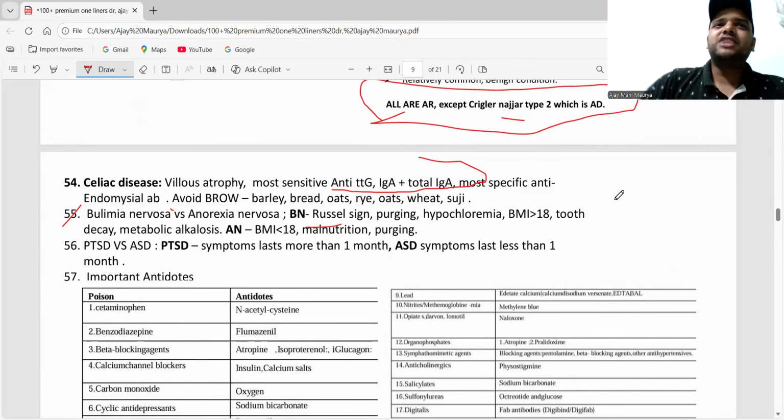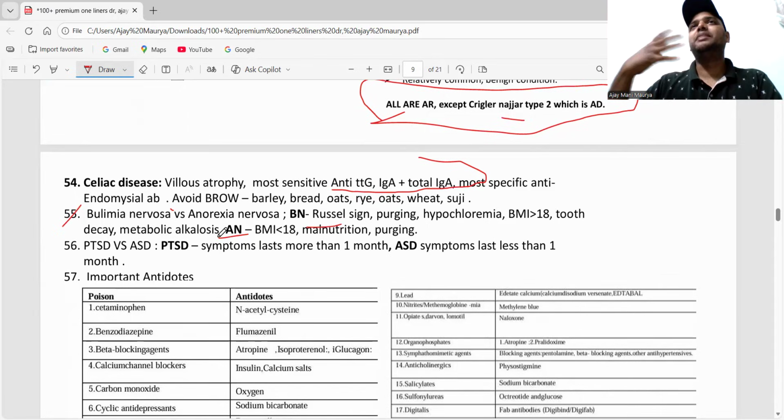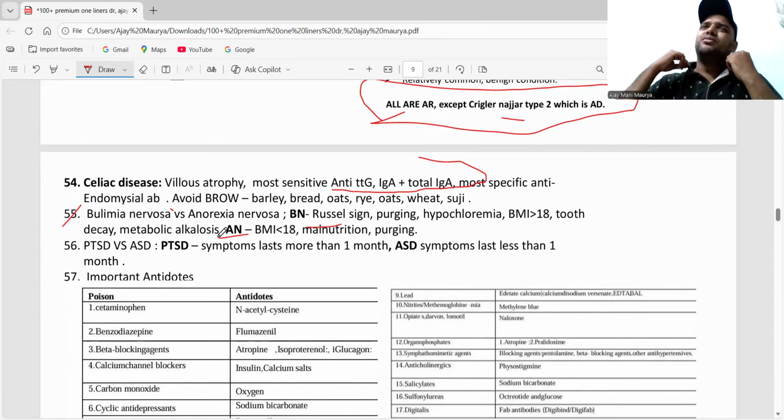Next one, anorexia nervosa. He will not eat the food, even if you give it. He will always look at himself in the mirror and think, oh my goodness, I look very fatty, my image is not good. So he has restrictive eating. Even if he eats, after that he will do the purging. That's why there is malnutrition, and the BMI will obviously be less than 18. For the drug of choice, fluoxetine, and you have to do behavioral therapy.